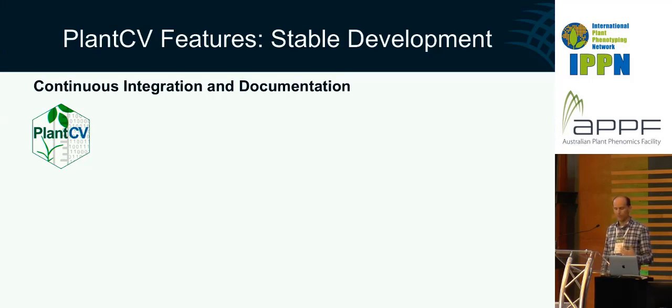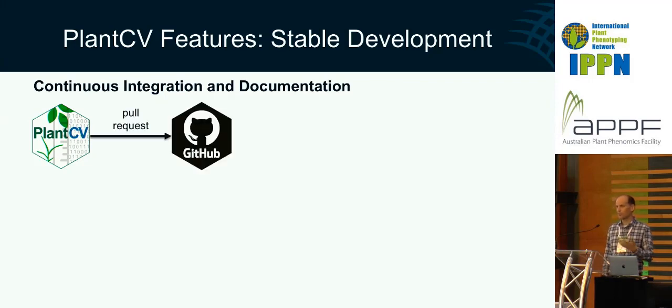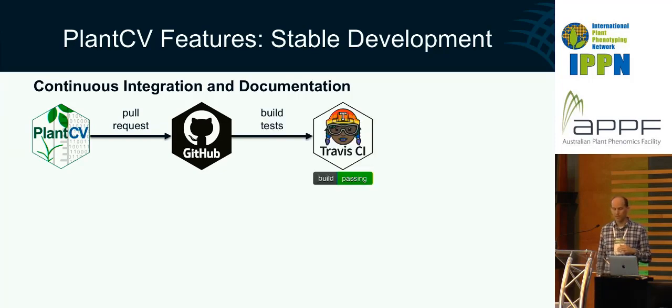So the way this works is if you're a developer, whether it's me or anyone else, you start with your own local copy of PlantCV, and you make a change. You submit it to us as what GitHub calls a pull request, which itemizes what you've changed versus the existing code. And that triggers a bunch of automated processes.